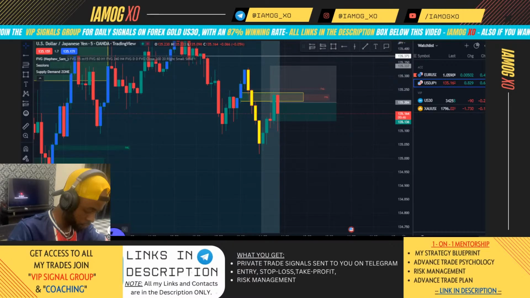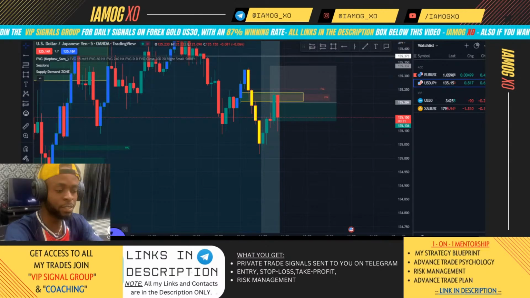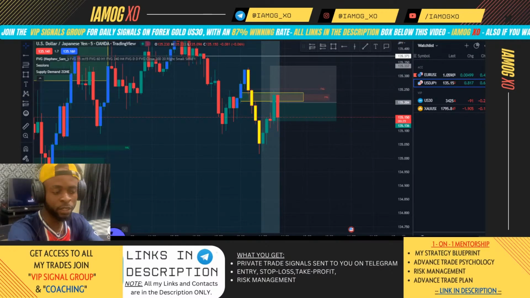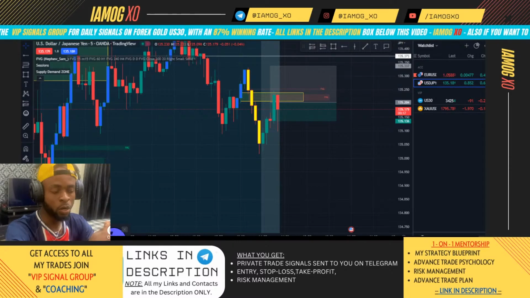So I'm not gonna be calling out my main trades like this. I'm showing you guys an example of how I trade. This is my main setup. This is how I trade. So I'm calling out this one. This one has a good chance of winning, like a 90% chance of winning, which you can see, in less than 5 minutes TP1 got hit on the VIP signals.